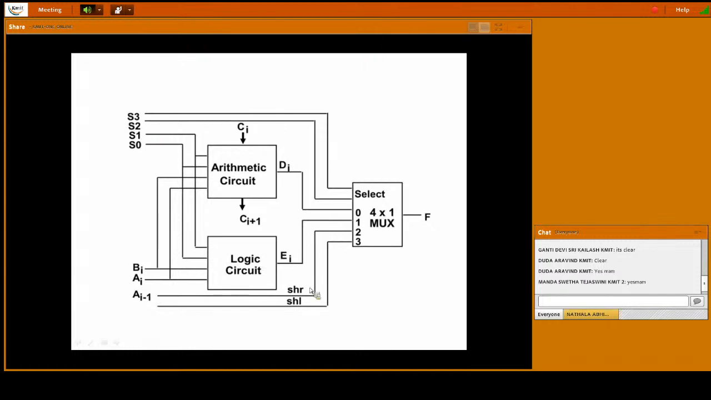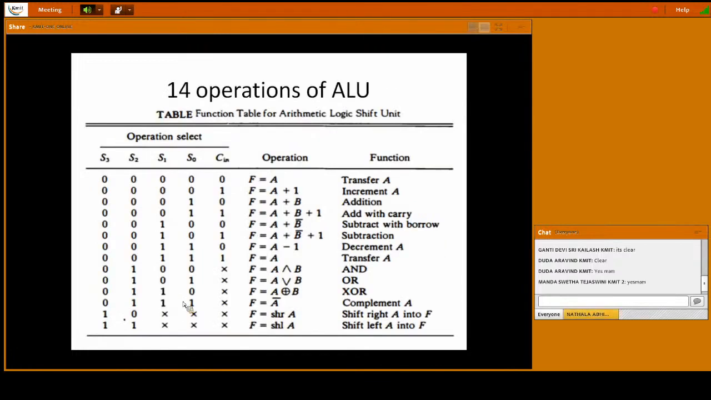So to implement shift micro operation, you don't require the values of S1 and S0. So when you see this function table, S1, S0 are empty. Similarly, Cn is not required for logic micro operation, and it is not at all required for shift micro operations also. So only two inputs are required. What are the two combinations of S3 and S2? If it is 1, 0, a right shift is performed. If it is 1, 1, a left shift is performed. Right? This is about your arithmetic logic shift unit.